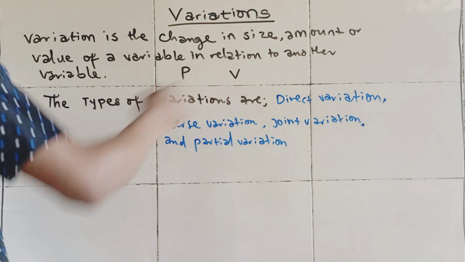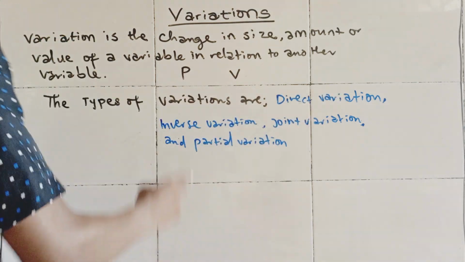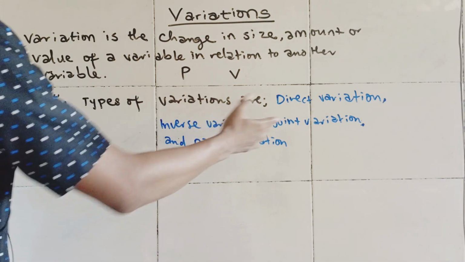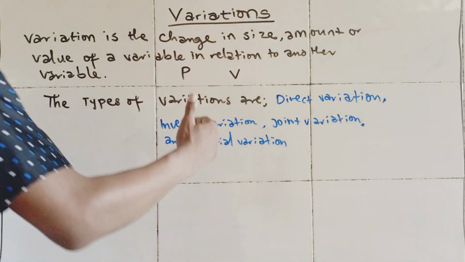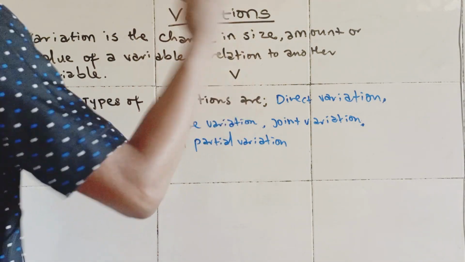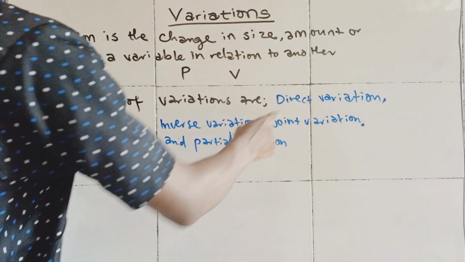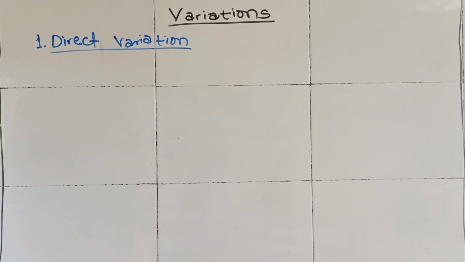So there are different types of variations. We have the direct variation, the inverse variation, the joint variation, and the partial variation. We're going to be considering each of them one after the other. Now let's quickly move to direct variation.